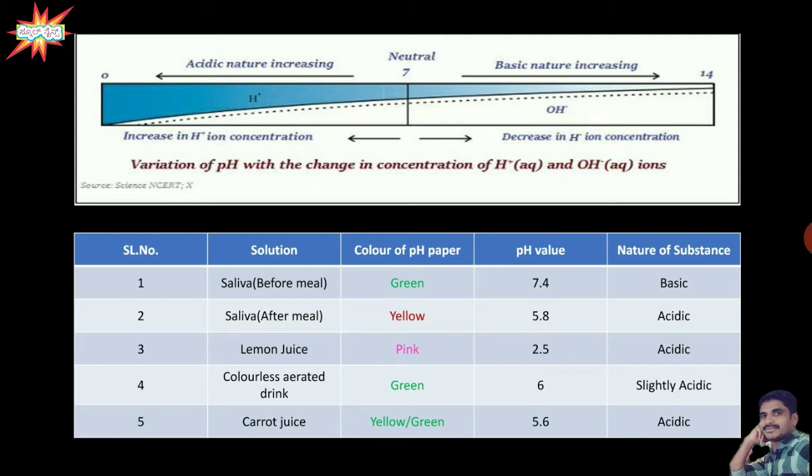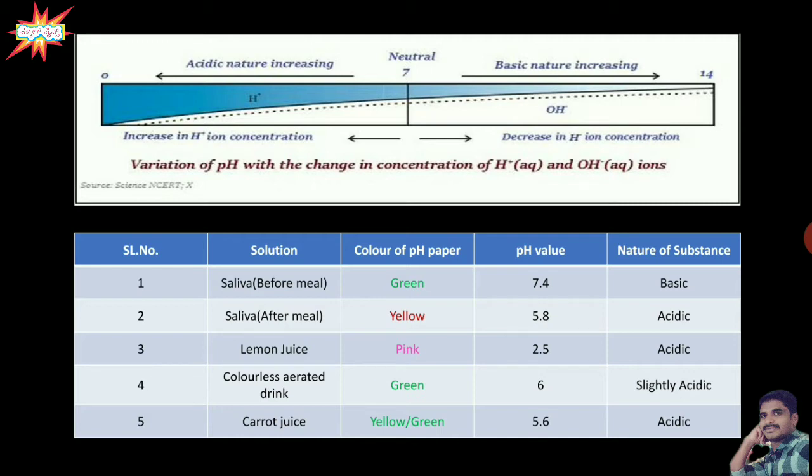That is neutral. If you move from the neutral position, the middle of the pH scale, that is from 7 to 0, the acidity increases. As the acidity increases, the blue area increases gradually. This indicates the acidic nature increases.